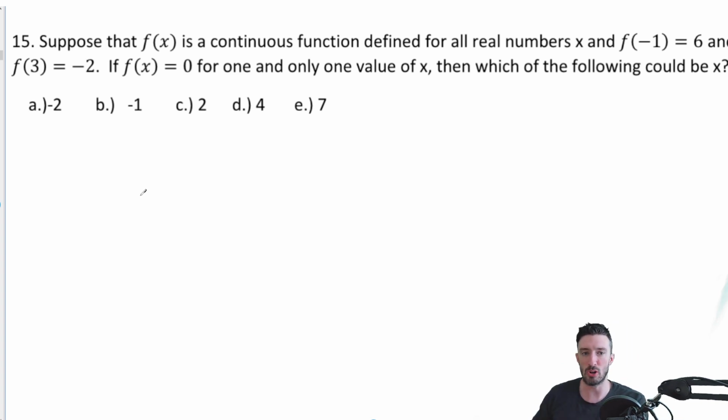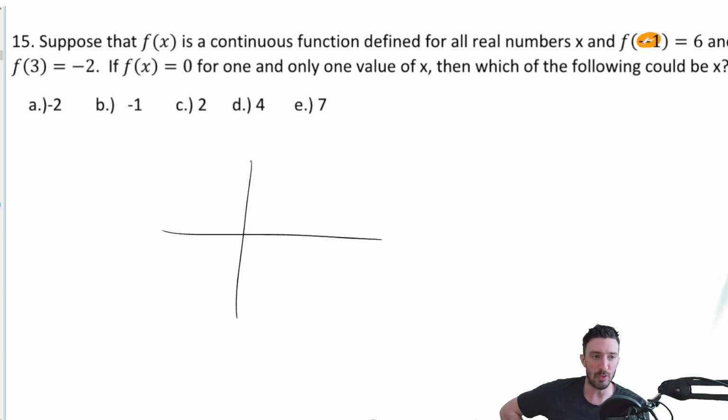Well, let's draw a little graph of what's going on. Let's draw a graph that involves an x of -1 and an x of 3. And at -1, I'm supposed to be using 6, so that means I would have a point there. And at 3, I would be using -2, so that means I would have a point right there.